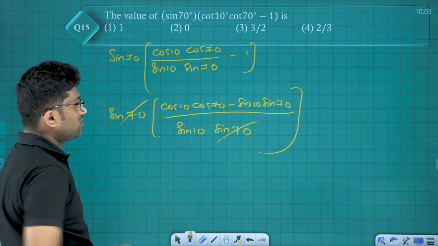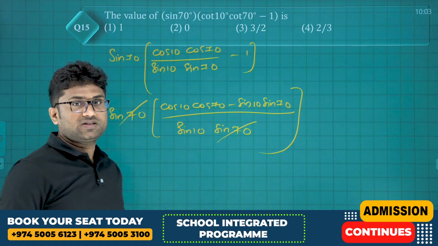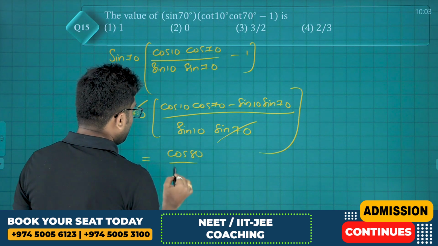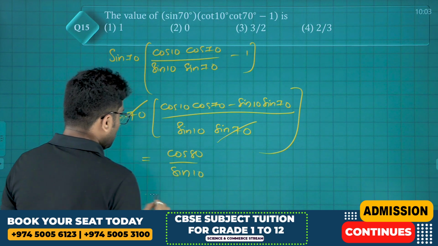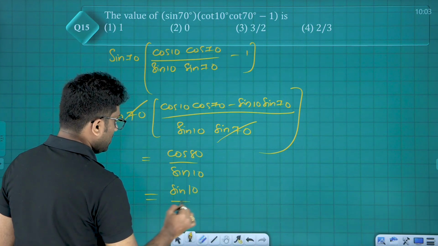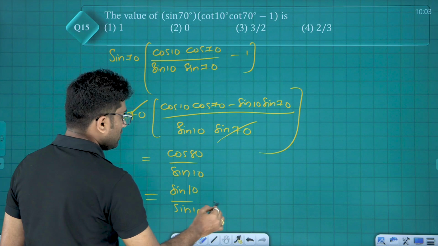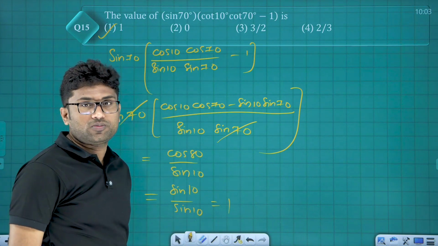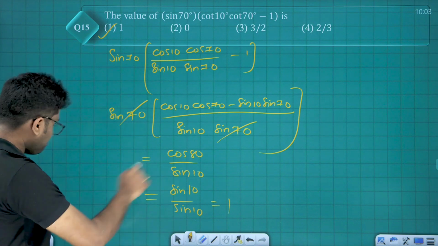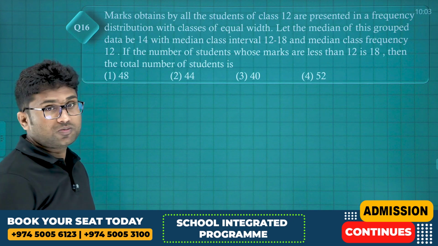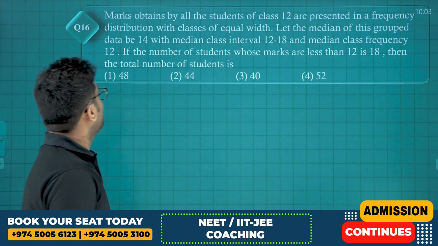Sin 70 gets cancelled. Cos A cos B minus sin A sin B is cos of A plus B. That is cos 80 divided by sin 10. Cos 80 means cos of 90 minus 10, which is equal to sin 10 only. So sin 10 by sin 10 is equal to 1, friends. A very simple question from trigonometry. Lucky, friends. The students who wrote the exam on 23rd morning are really lucky with this question.